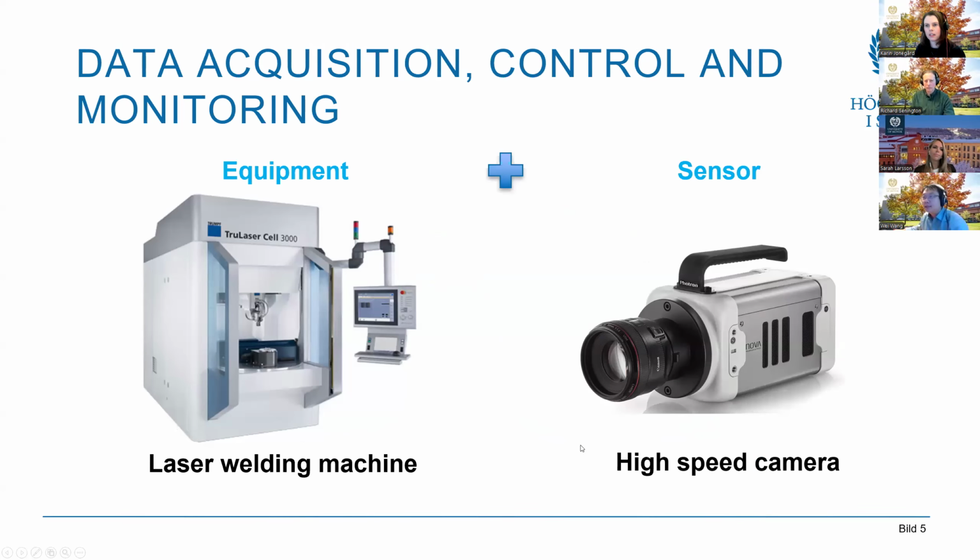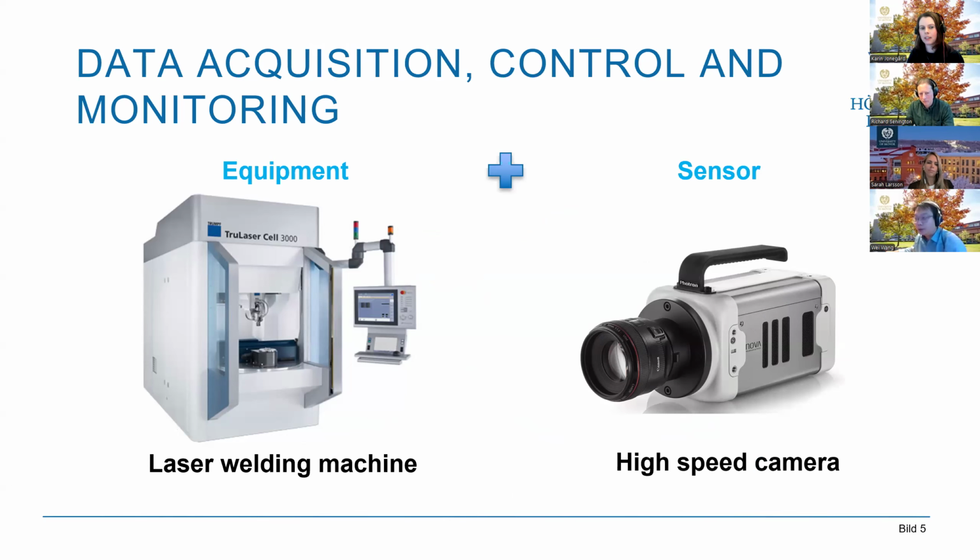And yeah, this is the equipment we used for our laser welding process. We have a laser welding machine, and this is one type of sensor we used in our research, and also, of course, in our course as well. We use a high-speed camera to try to find the physical details of the welding process.